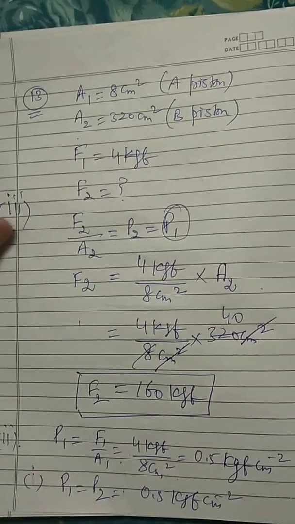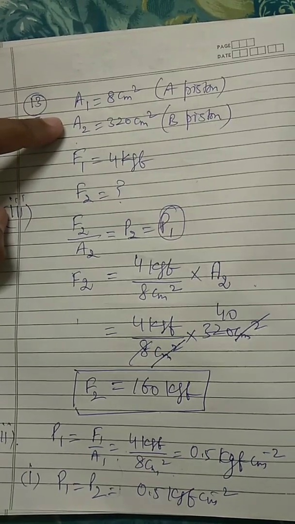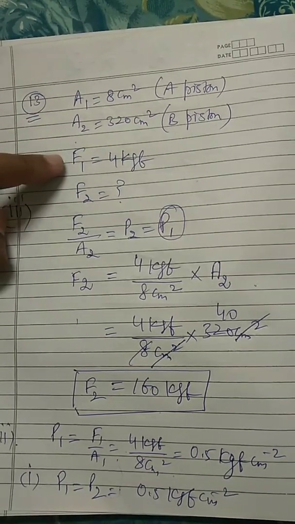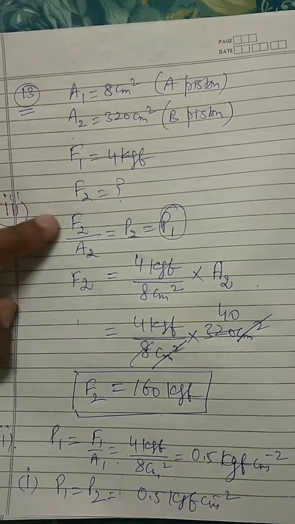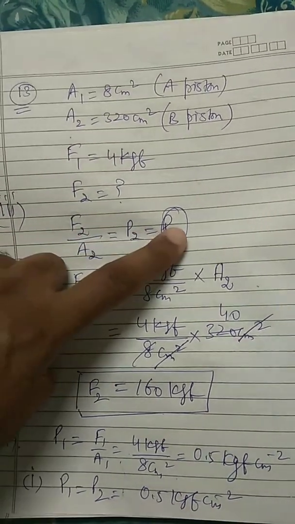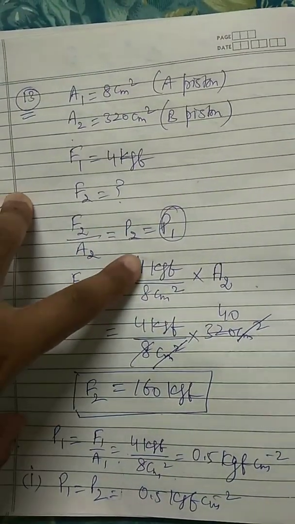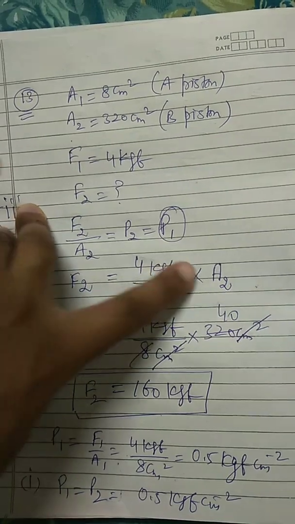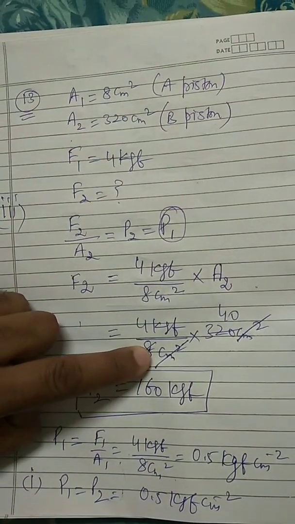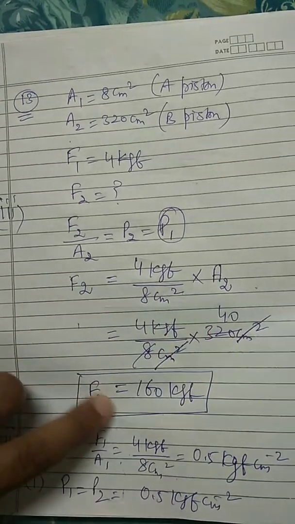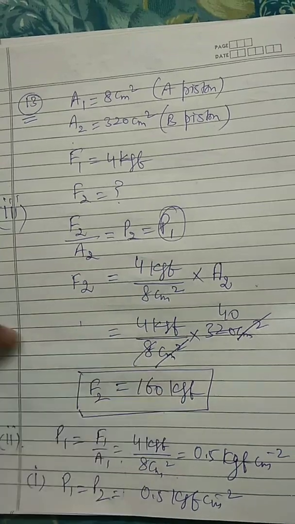In the 13th numerical, area A1 of a piston is 8 centimeter square, and A2 is 320 centimeter square. Now F1 is equal to 4 kgf, F2 we want to find. So F2 upon A2 is equal to P2 is equal to P1 because of Pascal's law. So F2 is equal to 4 kgf upon 8 centimeter square into A2. So 4 upon 8 we can get, and after solving by substituting the values, F2 is equal to 160 kgf.